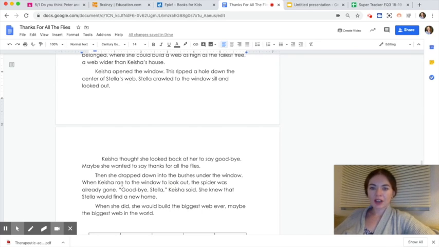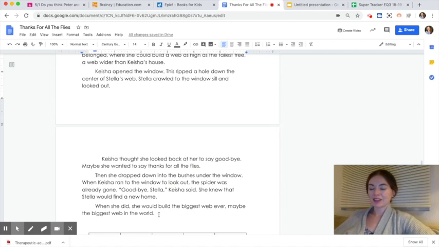When Keisha ran to the window to look out, the spider was already gone. "Goodbye, Stella," Keisha said. She knew that Stella would find a new home. When she did, she would build the biggest web ever. Maybe the biggest web in the world.